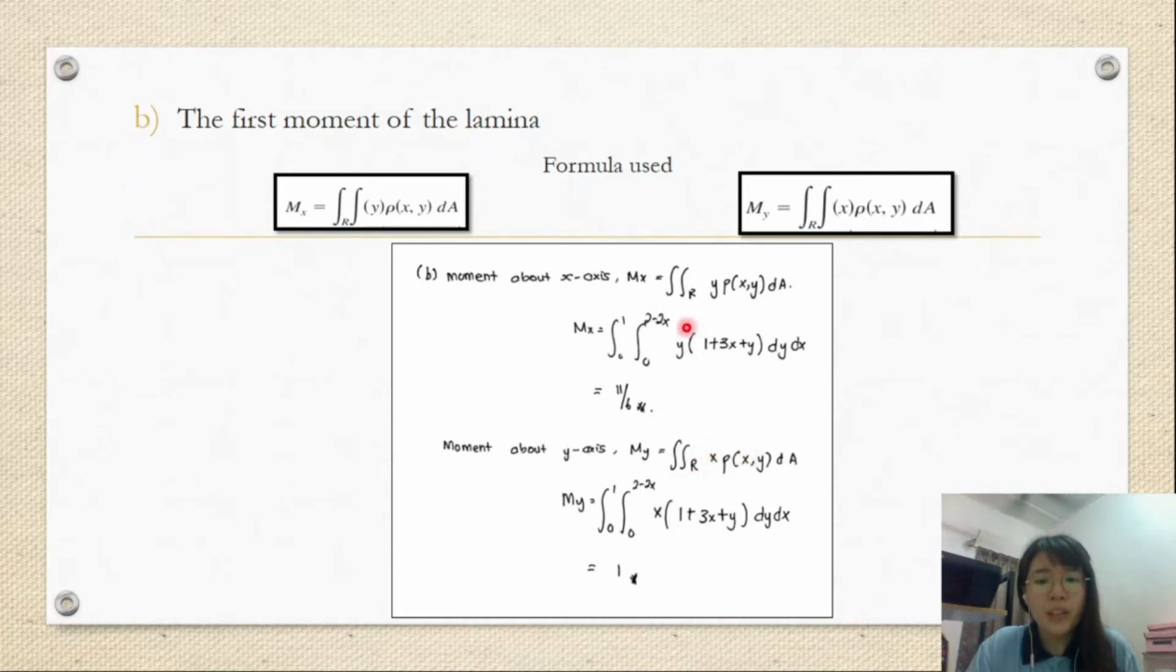For the moment about the y-axis, it's actually the same. We replace this y with x, and the rho function is still the same. The limits for x and y are also the same. So we integrate the inner one, then the outer one, and we get our moment about the y-axis is 1. Okay, that's all from me. Now I will pass to my friend to talk about the C, D, E questions.